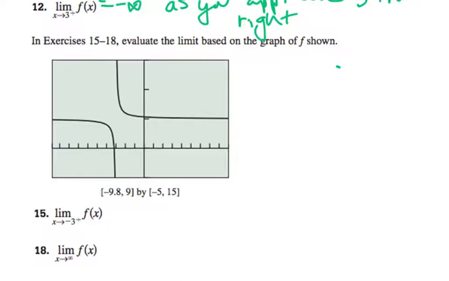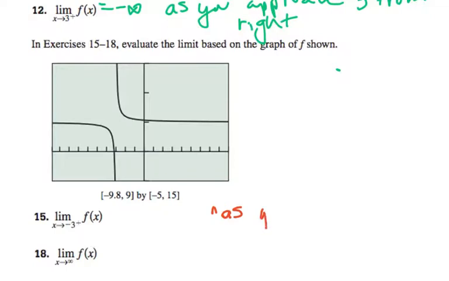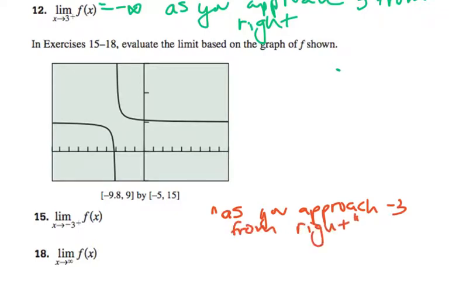The next one is kind of asking the same thing. In number 15, we are asking, as you approach negative 3 from the right, what happens to the equation? And so as we approach negative 3 from the right, it's going to positive infinity.